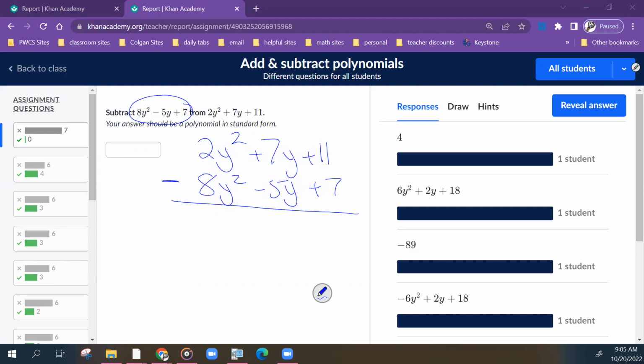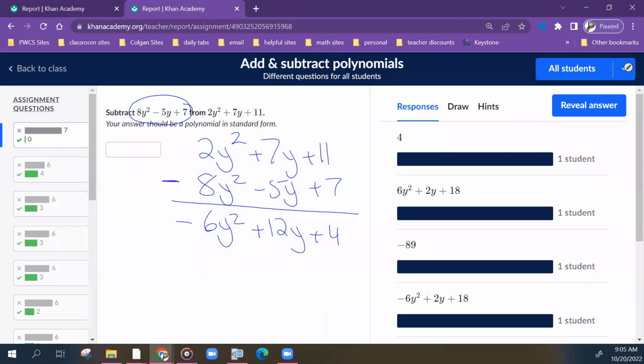So 2y squared minus 8y squared will give us negative 6y squared. 7y minus negative 5y, because it has two negatives, gives positive 12y. 11 minus a positive 7 gives positive 4. So your final answer would be negative 6y squared plus 12y plus 4.